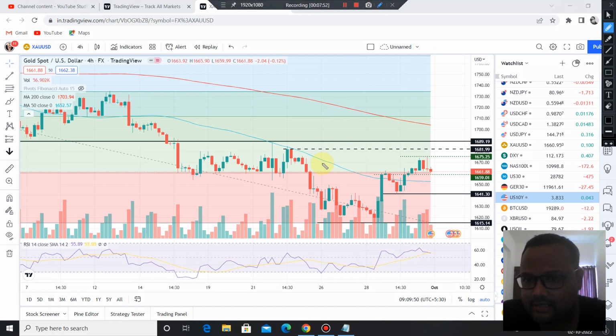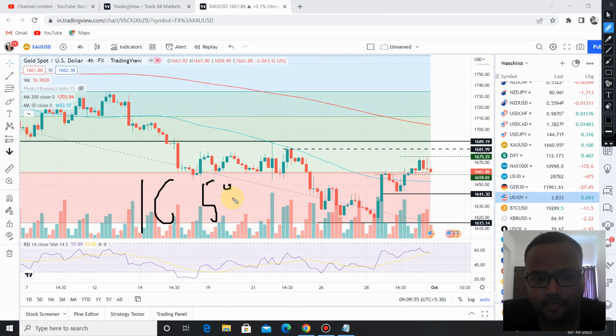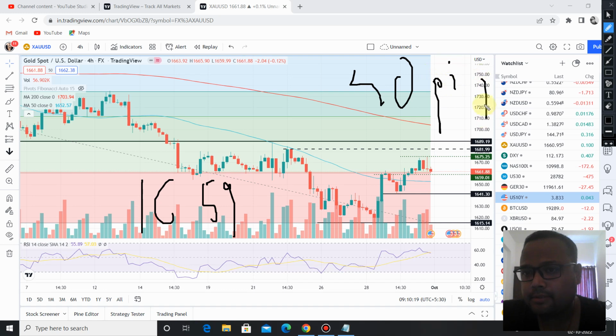if market breaks 1659, listen to me carefully, if market breaks 1659 level, this level here, okay, then you may get a small selling opportunity. Okay, below 1659 you may get a small selling opportunity. Let me explain why. Because you can see 1659 acted as a previous support for the market. So if market breaks the previous support, you may get a selling opportunity for around 30 to 40 pips, and your next target will be 1655.